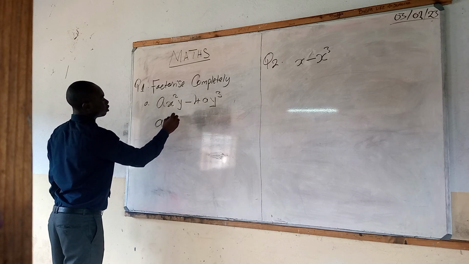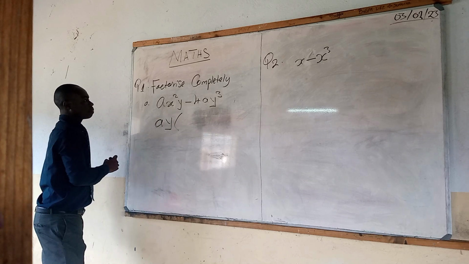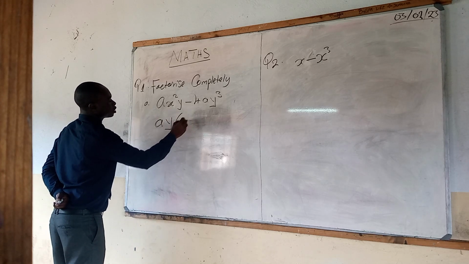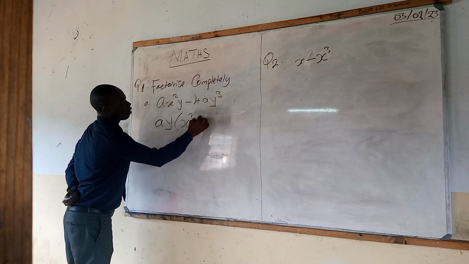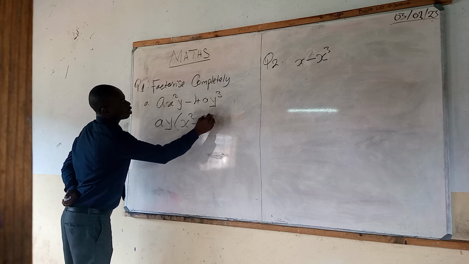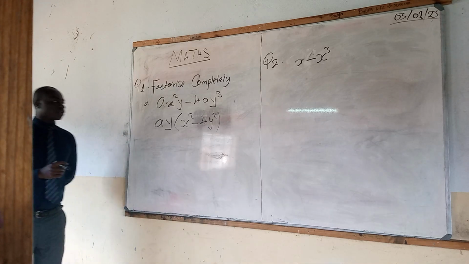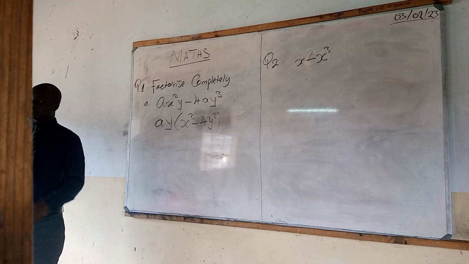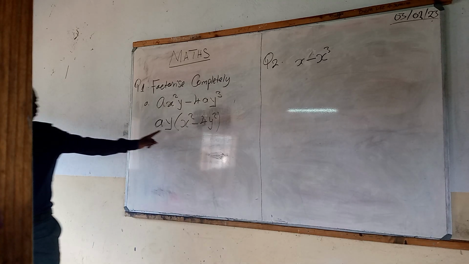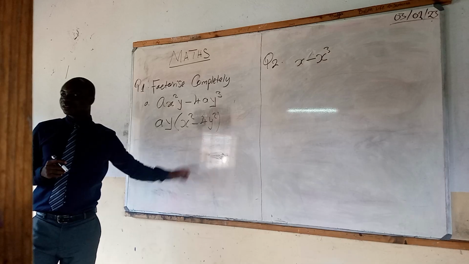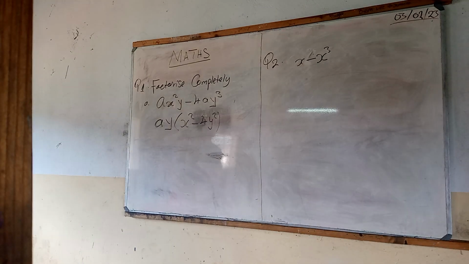Y. What are we going to remain with? X squared. We have x squared minus 4y squared. Then from that side, what do we do? From here, right here. Only the brackets. We use the difference of two squares.